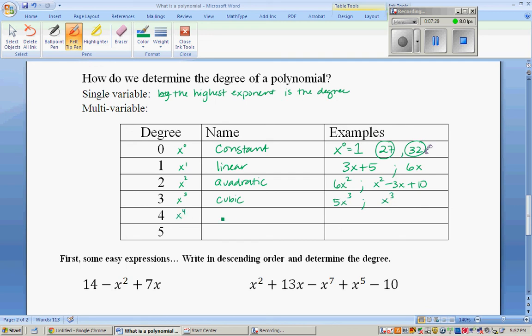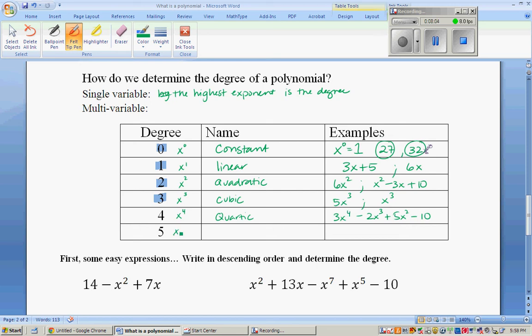X to the fourth is called a quartic. I would say the three that are super important are the 0 degree, first degree, second degree, and even a third degree. But beyond that, we would probably call this just a fourth degree polynomial, but its real name is a quartic. An example would be 3x to the fourth minus 2x cubed plus 5x squared minus 10. That would be a quartic because the highest degree, the highest exponent, is a 4.